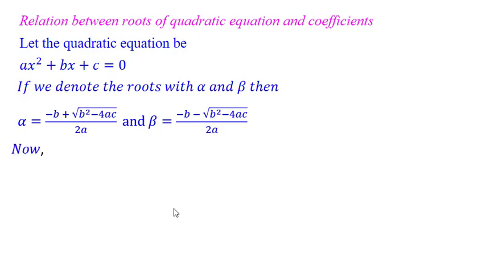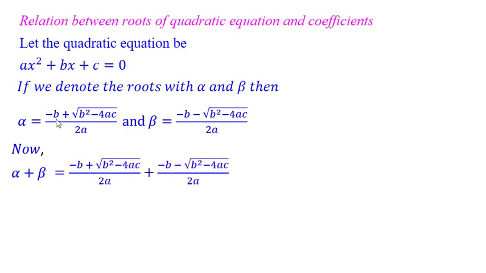Now I want to find a relationship between these roots, that is alpha and beta, and these coefficients a, b and c. So let us first add alpha and beta. When I say alpha plus beta, I will get minus b plus root b square minus 4ac upon 2a plus minus b minus root b square minus 4ac upon 2a.